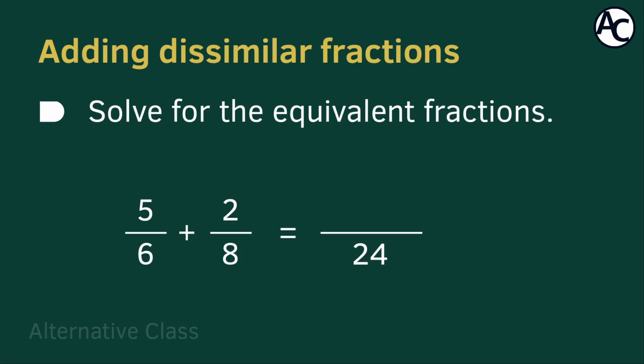How is it done? Take a closer look. 24 divided by 6 is 4. 4 times 5 is 20. Next, 24 divided by 8 is 3. 3 times 2 is 6. Last, do the operation. Add the numerators. 20 plus 6 is 26. So the sum is 26/24.